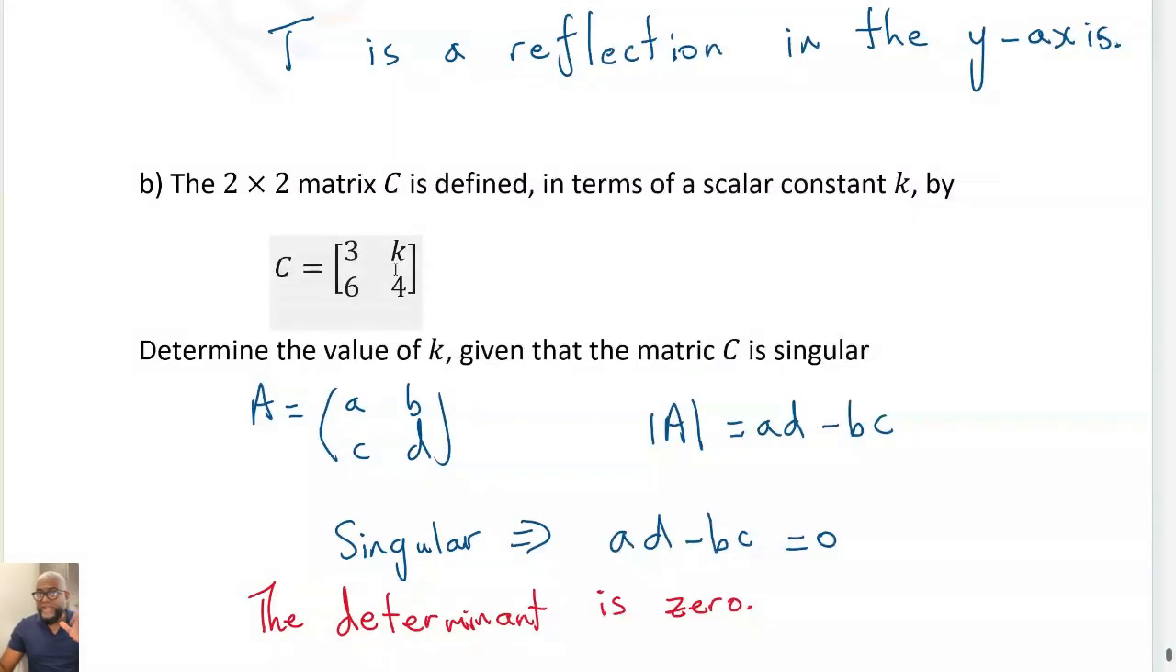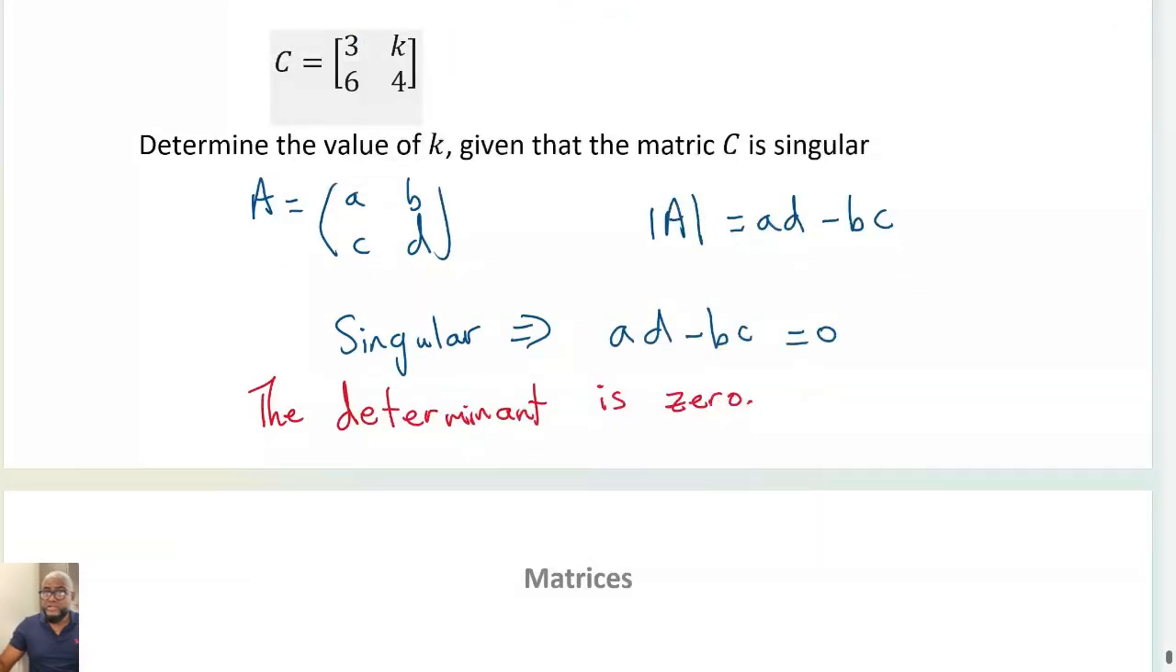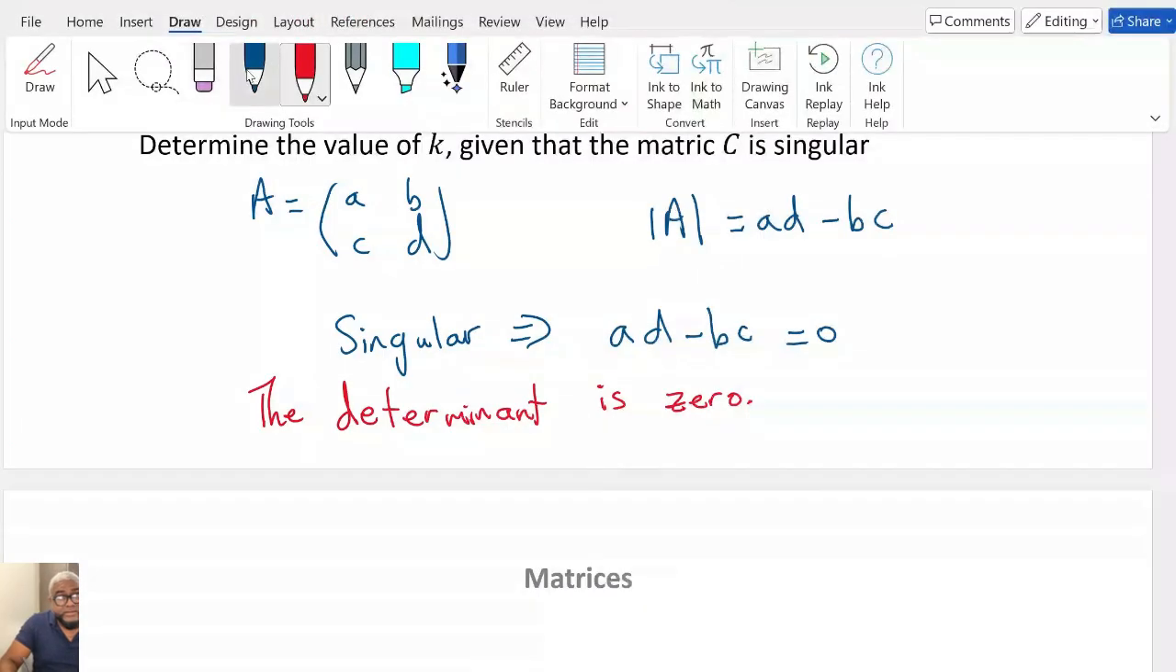So, we need to find K. So, what would the determinant be here? So, we're looking at C. I'm going to put a letter A, a letter B, a letter C, and a letter D. This is A, this is B, this is C, and this is D. Everybody agrees? Right? So, I'm going to multiply A by D. So, this is the determinant of C, eh?